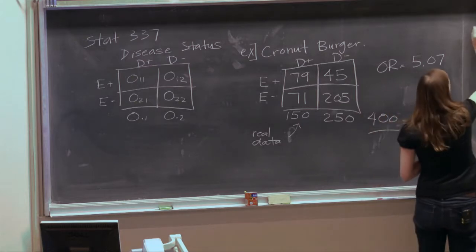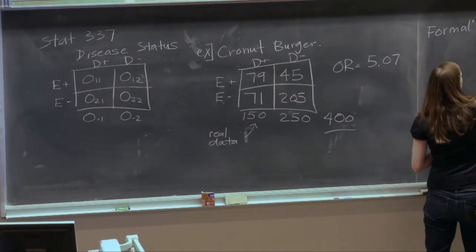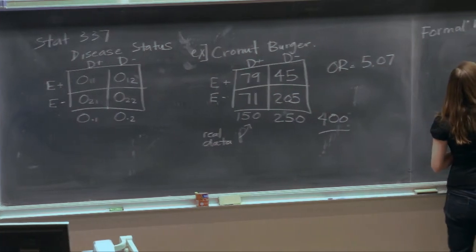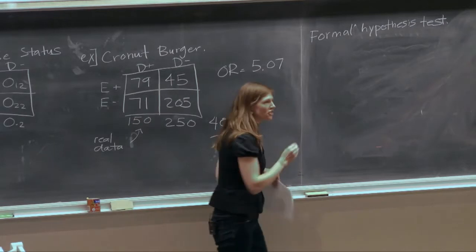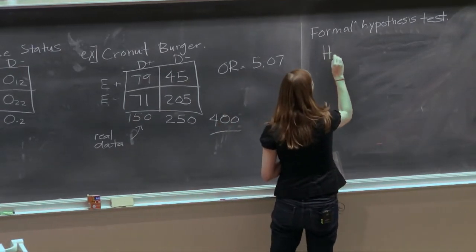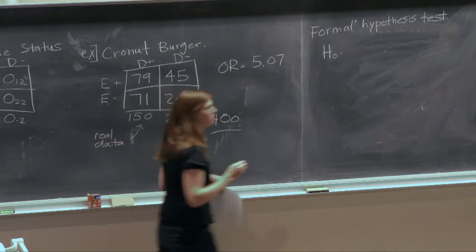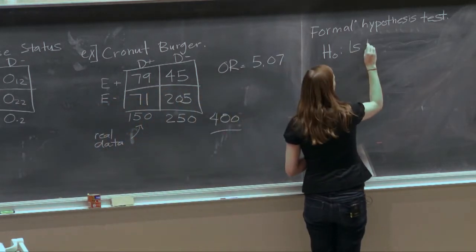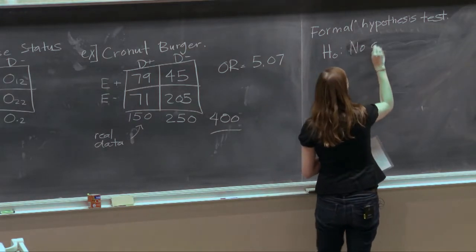So we're going to learn how to do a formal hypothesis test. And the question we want to answer, or the null hypothesis we want to test, is there an association between exposure and disease? So our null hypothesis is actually no association.